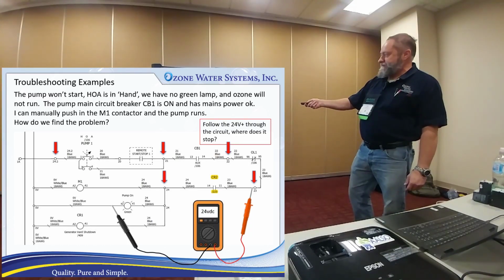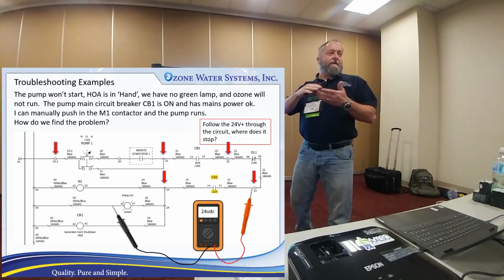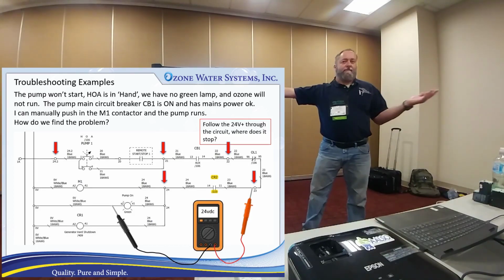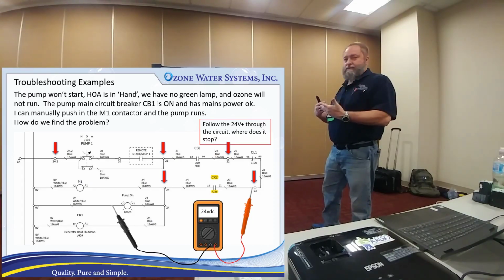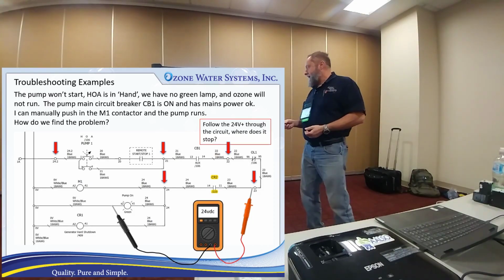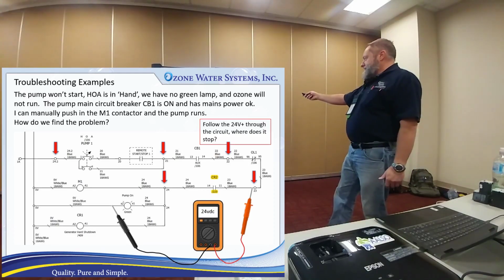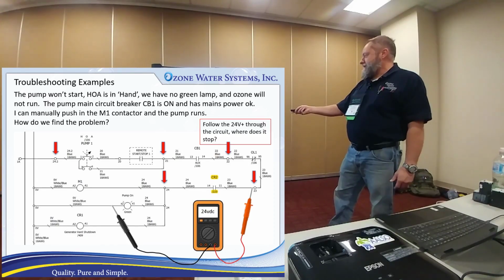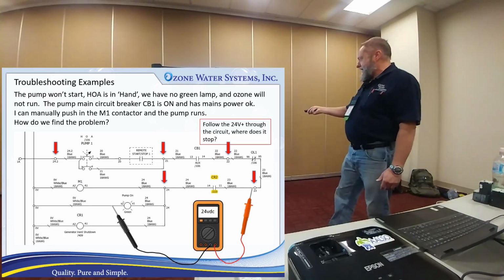I didn't mention this, but the way we label our 24 volt circuit breakers is we use a 24 dot whatever, dot 1, dot 2, dot 3, dot 4, however many DC breakers we have. We like to label them like that so they don't get mixed up with the CB indicators. So we just want to follow the 24 volts through this circuit. First we make sure we have 24 volts between here and here. If we do, then this should pass the power through it.